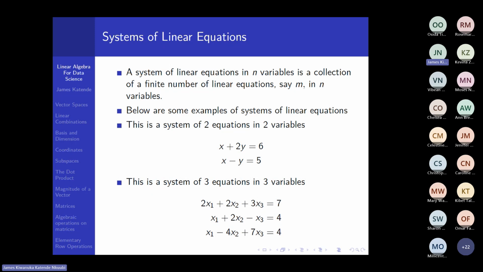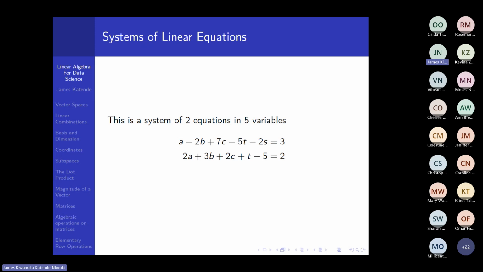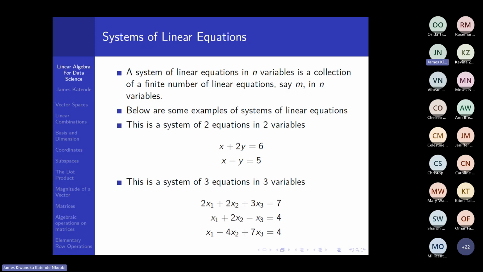So this is an example of two equations in two variables. We can have more than two variables. You can have as many variables as you wish. Here is another example with three equations and three variables. So that's a system of linear equations. And you are not limited to what labels you can use for the variables.